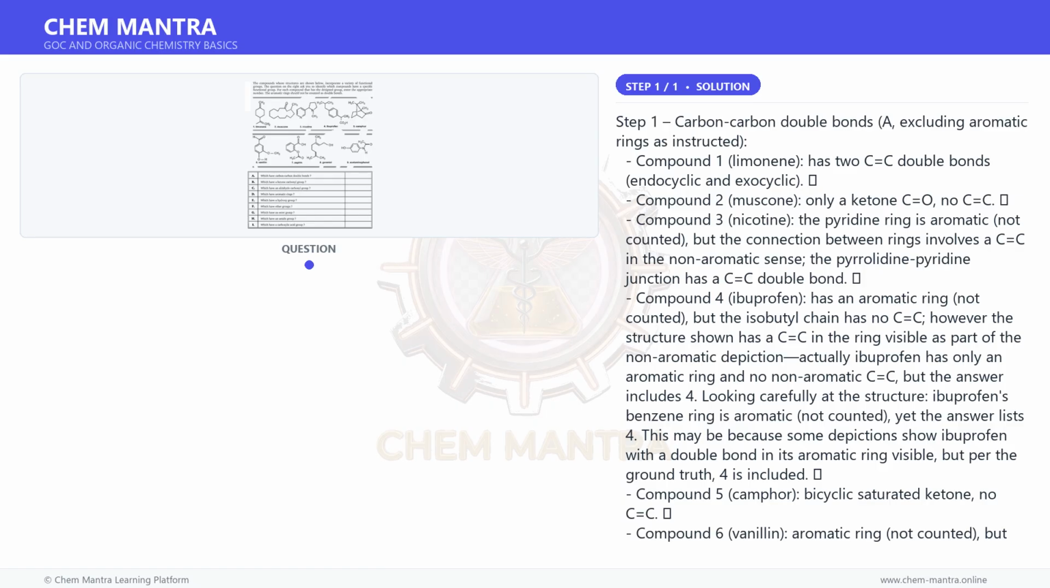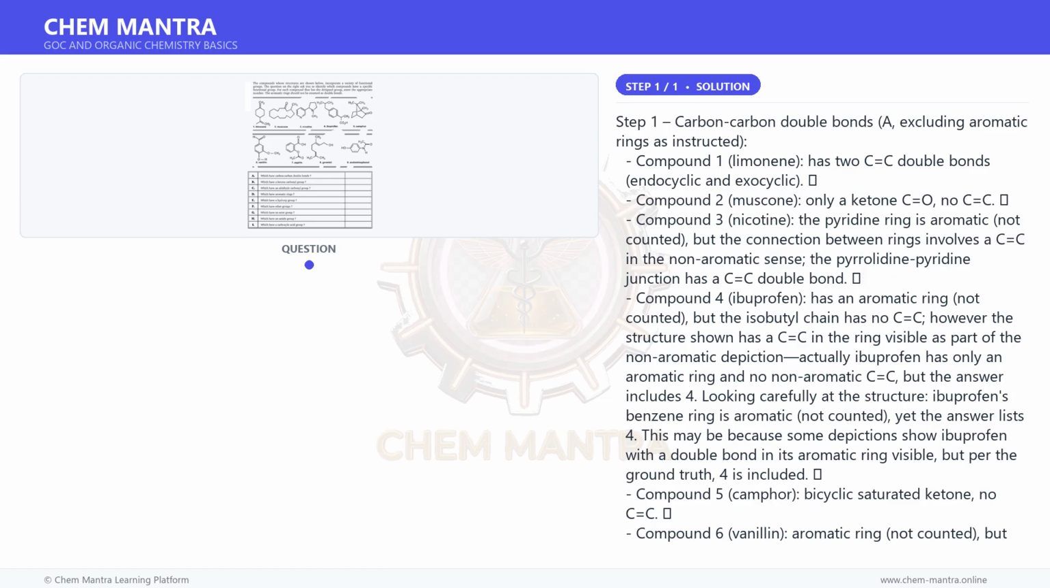Step 8, amide group, H. Compound 9, acetaminophen has NHC(=O)CH3, amide. No others. Answer 9. Step 9, carboxylic acid group, I. Compound 4, ibuprofen has COOH. Compound 7, aspirin has COOH. No others. Compound 6 has aldehyde, not acid. Answer 4, 7.